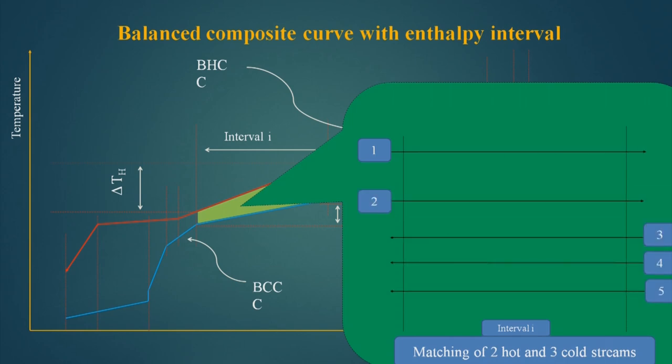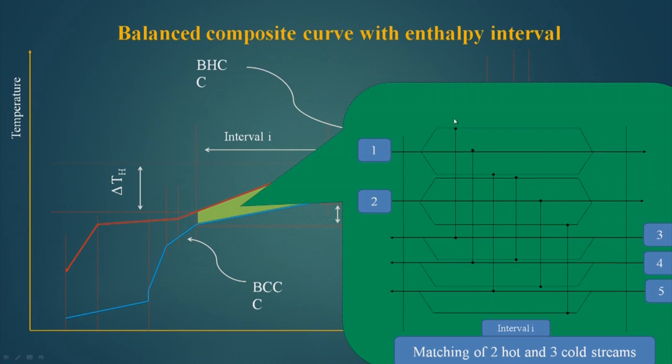Now, whatever we have seen in the algorithm, we will see now here. It shows you an ith interval in the balanced composite curve. There are two hot streams and three cold streams available. Each hot stream is split into three parts, and each cold stream is split into two parts, and in this way the heat exchange takes place.